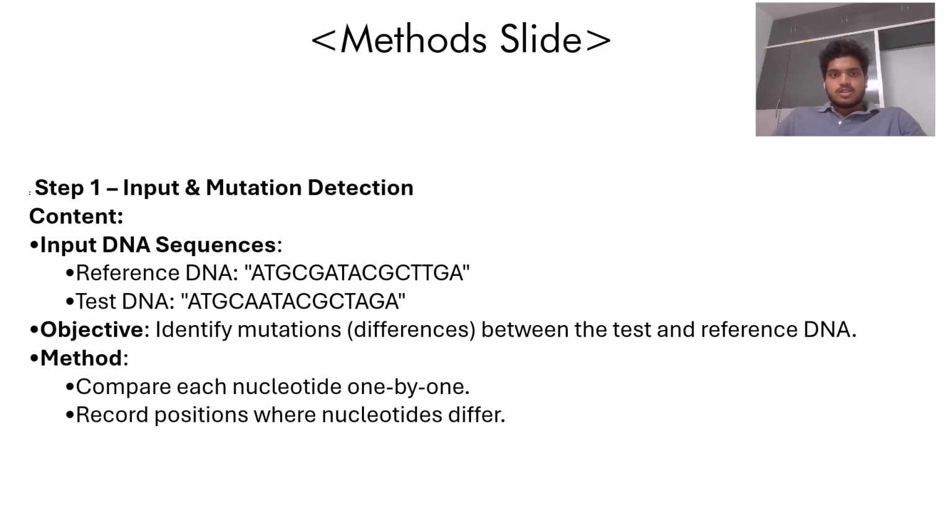Coming to the methodology, firstly two DNAs are given. One is the reference DNA and another one is the test DNA. Our objective is to find the mutations, meaning the differences between the test and reference DNA. Firstly, we'll compare each nucleotide one by one, and when we identify a difference, we'll mark it with a different color.